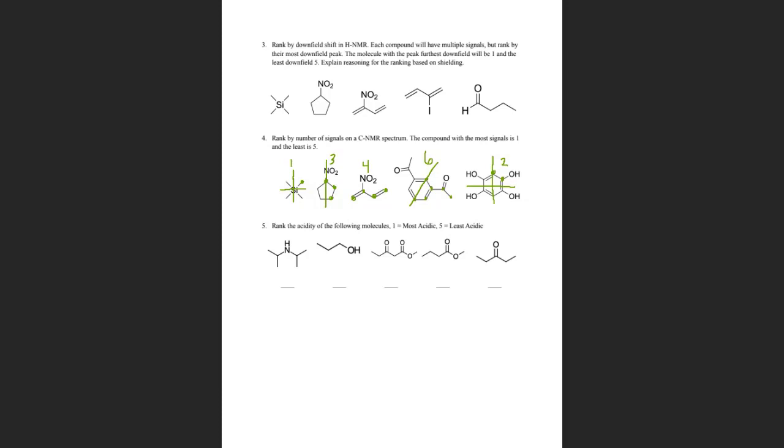Now it's asking us to rank the compound with the most signals as 1 and the least signals as 5. The most would be the 6 here, so that's first. This one would be second, this one third, fourth, and here we only had 1 signal, so that would be last. Are there any questions about that, or was that pretty easy? Feel free to ask anything, it's okay.